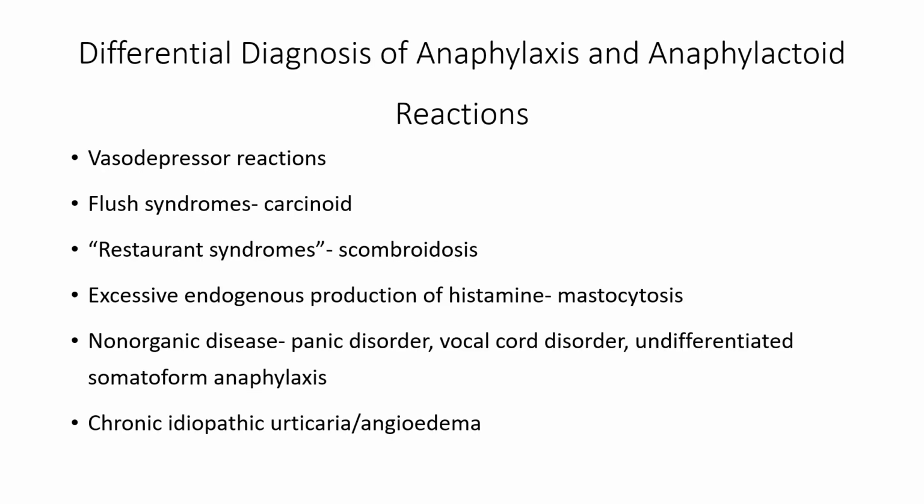Differential diagnosis includes vasodepressor reactions, flush syndromes like carcinoids, due to lung carcinoids or intestinal, restaurant syndromes like scombroidosis, because scombroidosis usually occurs due to intake of fishes containing high levels of histamine. Excess endogenous production of histamine, like in cases of mastocytosis. Non-organic diseases like panic disorders, vocal cord disorders, undifferentiated somatoform anaphylaxis, chronic idiopathic urticaria and angioedema.